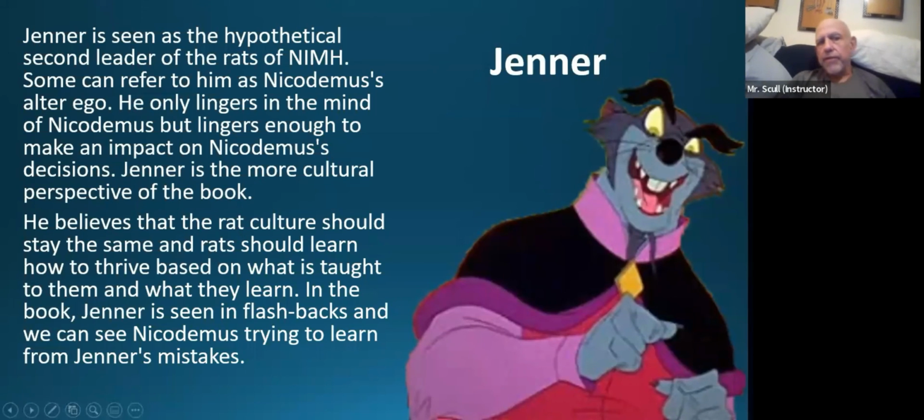Then the other character is Jenner. Jenner is seen as the hypothetical second leader of the Rats of Nim. Some can refer to him as Nicodemus's alter ego, in other words, kind of like the mirror image of Nicodemus. He only lingers in the mind of Nicodemus, but lingers enough to make an impact on Nicodemus's decision. Jenner is the more cultural perspective of the book. He believes that the rat culture should stay the same and rats should learn how to thrive based on what is taught to them and what they learned. In the book, Jenner is seen in flashbacks, and we can see Nicodemus trying to learn from Jenner's mistakes. So that's kind of what's going on here.